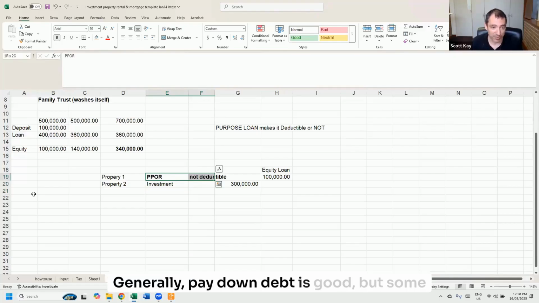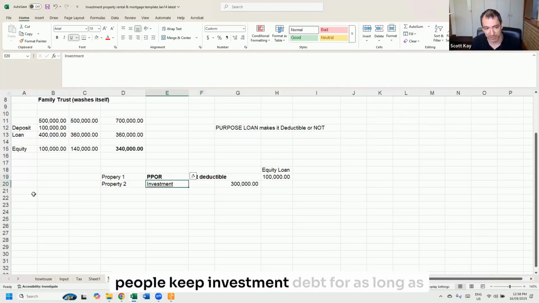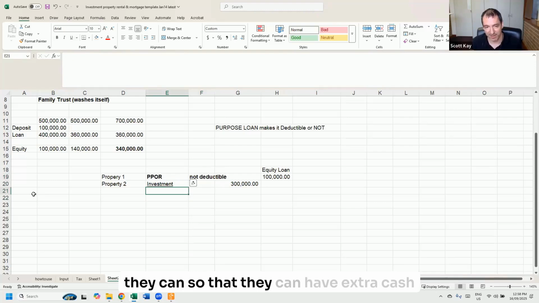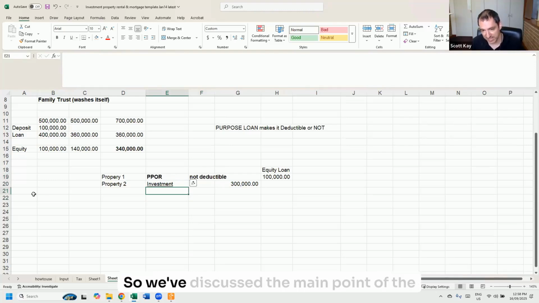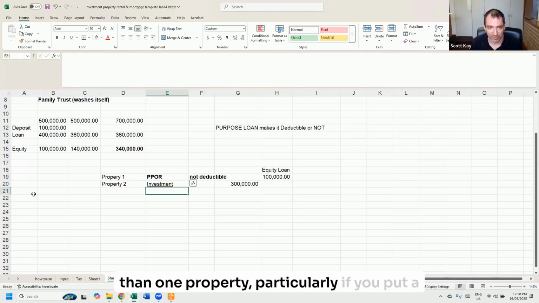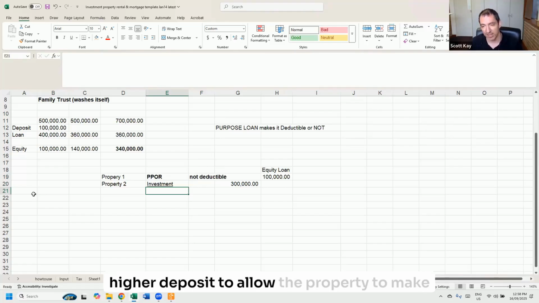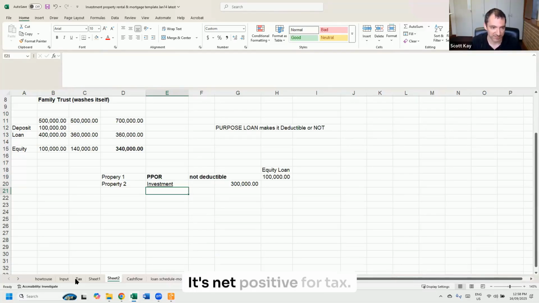Generally, paying down debt is good, but some people keep investment debt for as long as they can so that they can have extra cash flow and buy extra properties. So we've discussed the main point of the trust, that you might be able to borrow for more than one property, particularly if you put in a higher deposit to allow the property to make money on paper. It's net positive for tax.